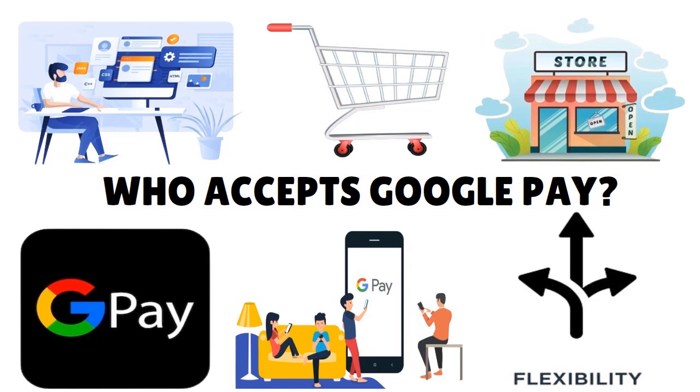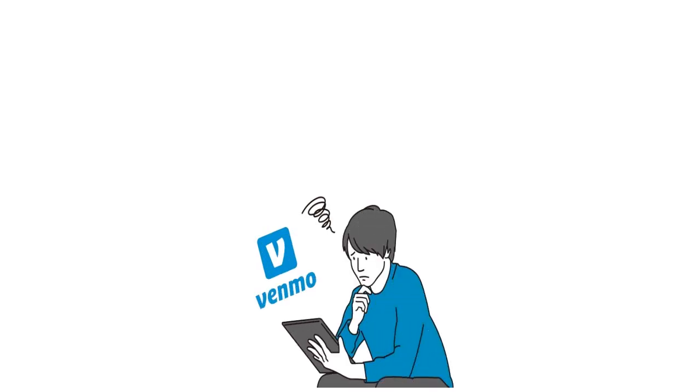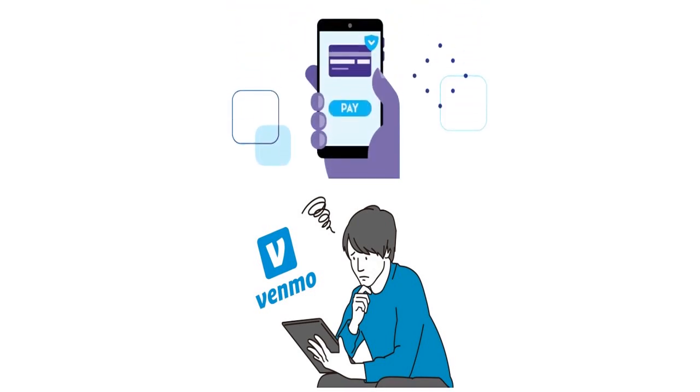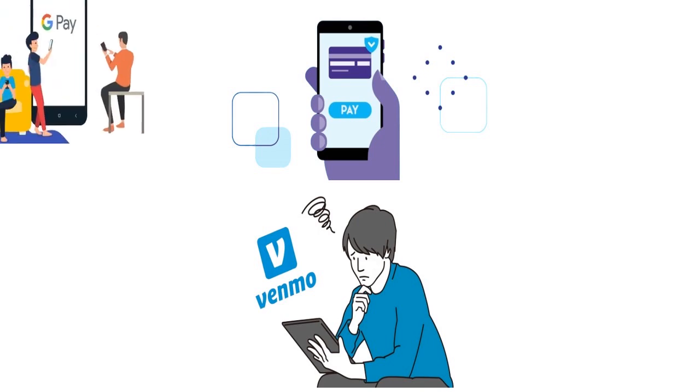So additionally, you can use Google Pay for peer-to-peer payments between individuals, just like Venmo, PayPal, or Chime. So that's kind of cool in terms of flexibility. You can request somebody to pay you for the money that you paid the last time at the bar, whatever.